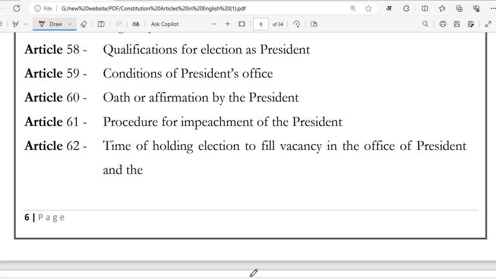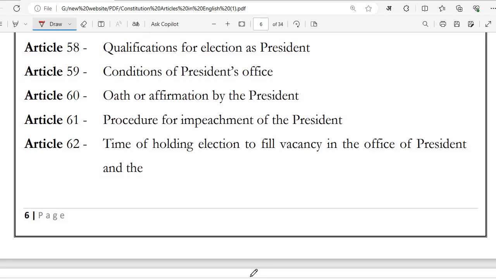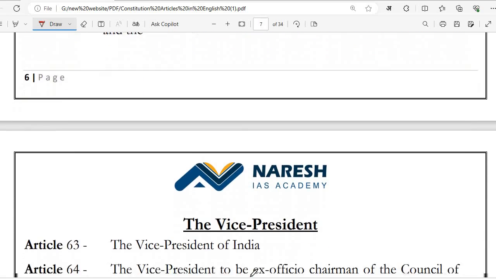And Article 60, oath process of president. You know, the oath of the president is not under the 3rd schedule, and the Chief Justice of India administers the oath to him. Article 61, procedure for impeachment of president. The president is removed from his office by the impeachment process. And Article 62, not very important.